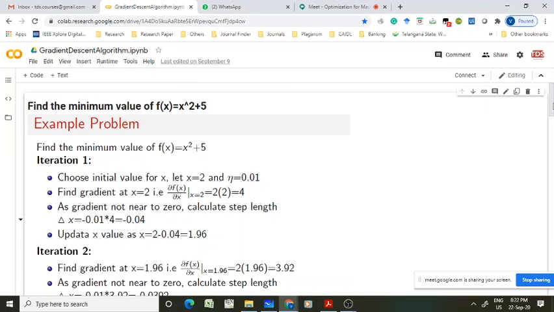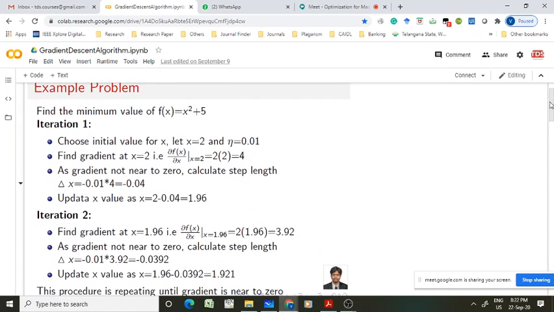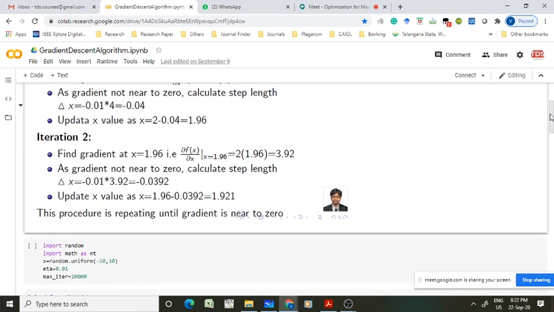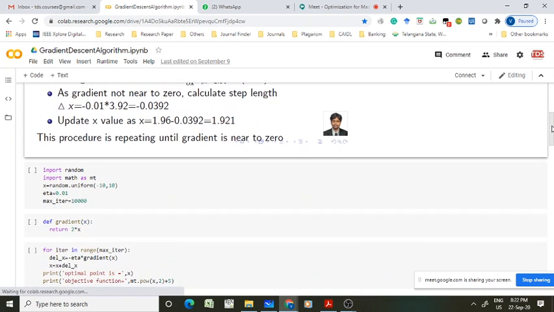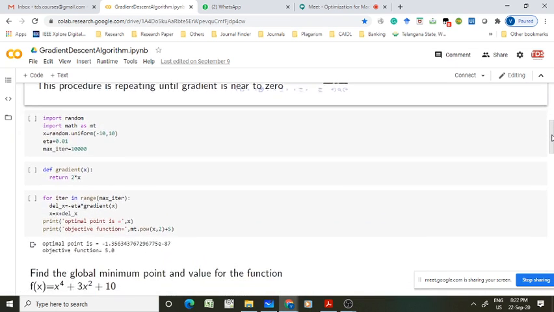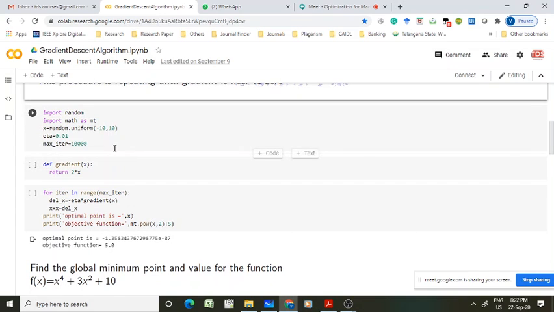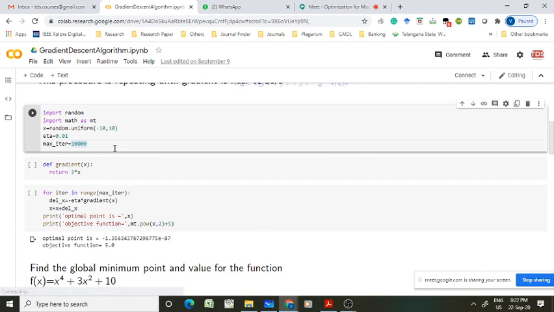Now see. Find the minimum value of f of x equal to x square plus 5. These things we already discussed. This numerical calculation is already explained for you. Now come to the code. We will discuss the code. So fine, please listen.